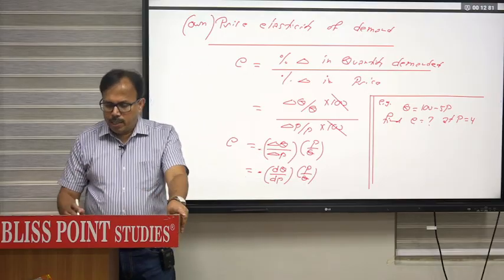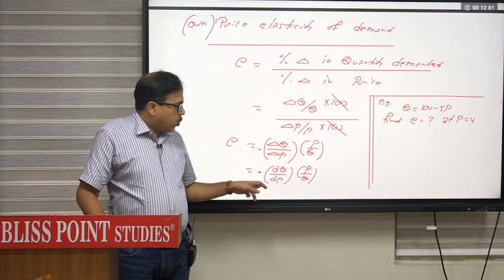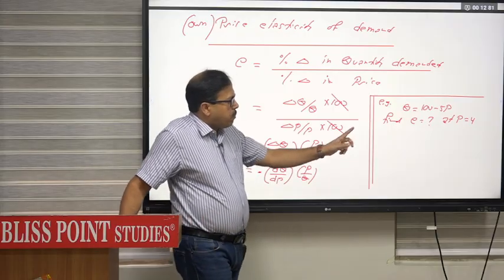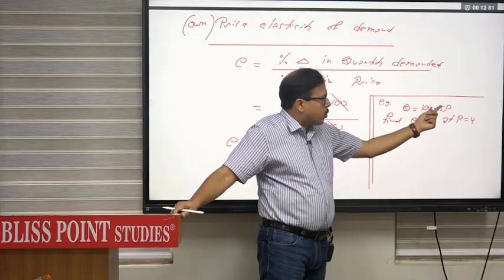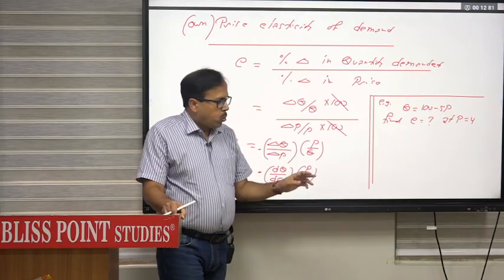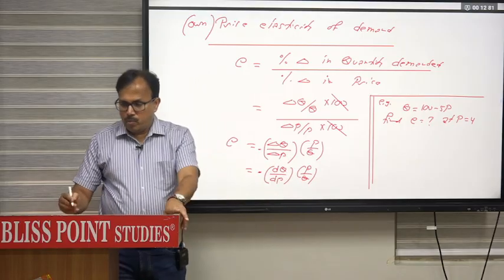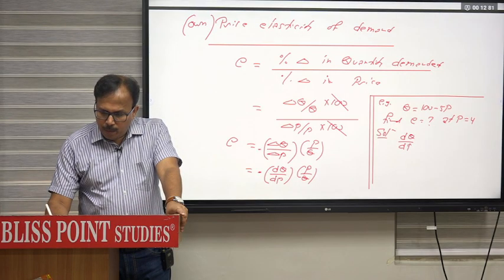To calculate elasticity of demand, I know this formula. So in order to use it we must know the price. The price is given to you as 4, and in place of price if you write 4, then you get quantity also. That means 5 into 4 is 20, 100 minus 20 is 80. So you know the price and the quantity, you only need to calculate delta Q by delta P, which is nothing but differentiation of the function. So first find dQ by dP.